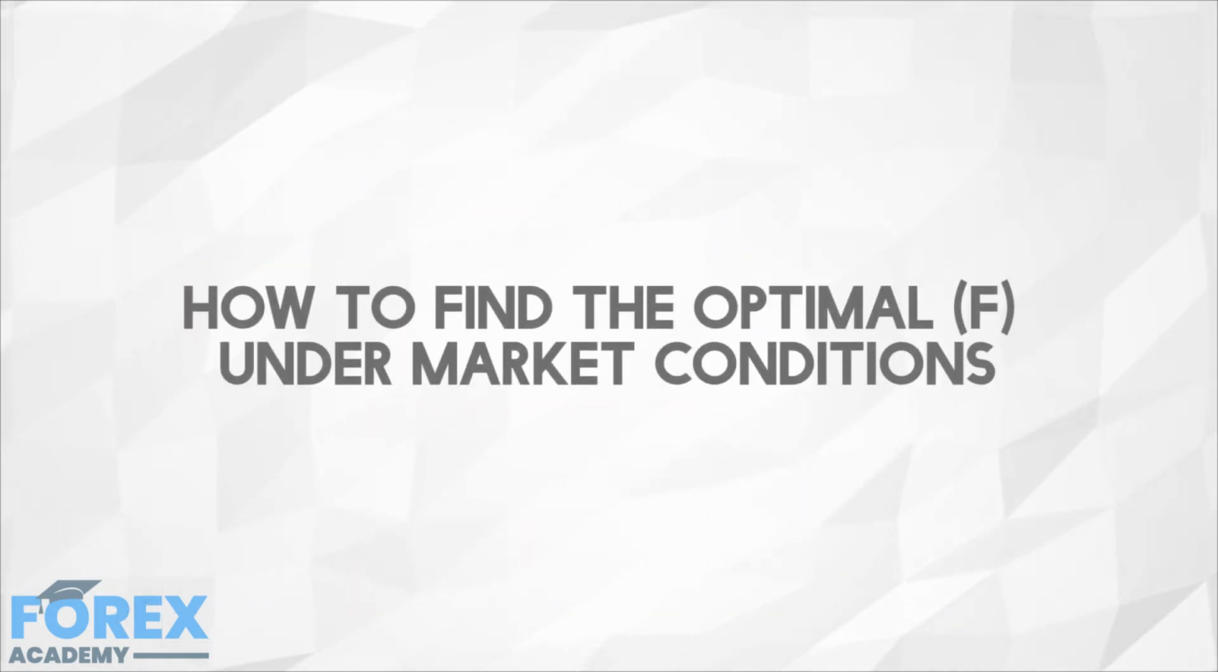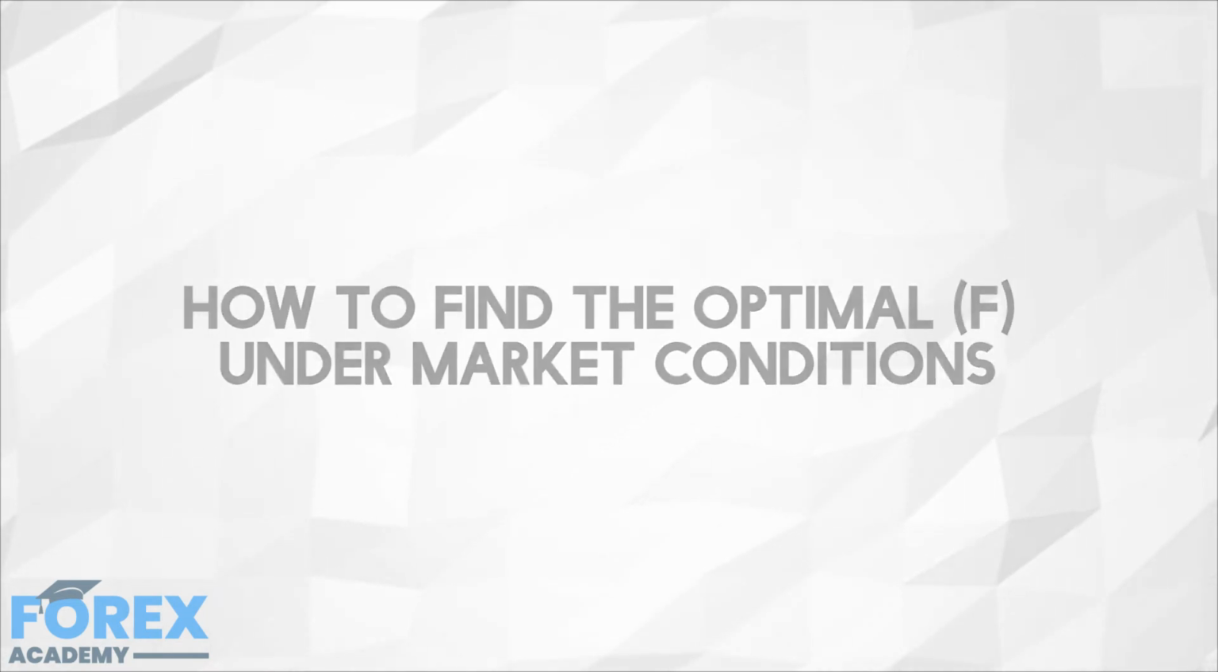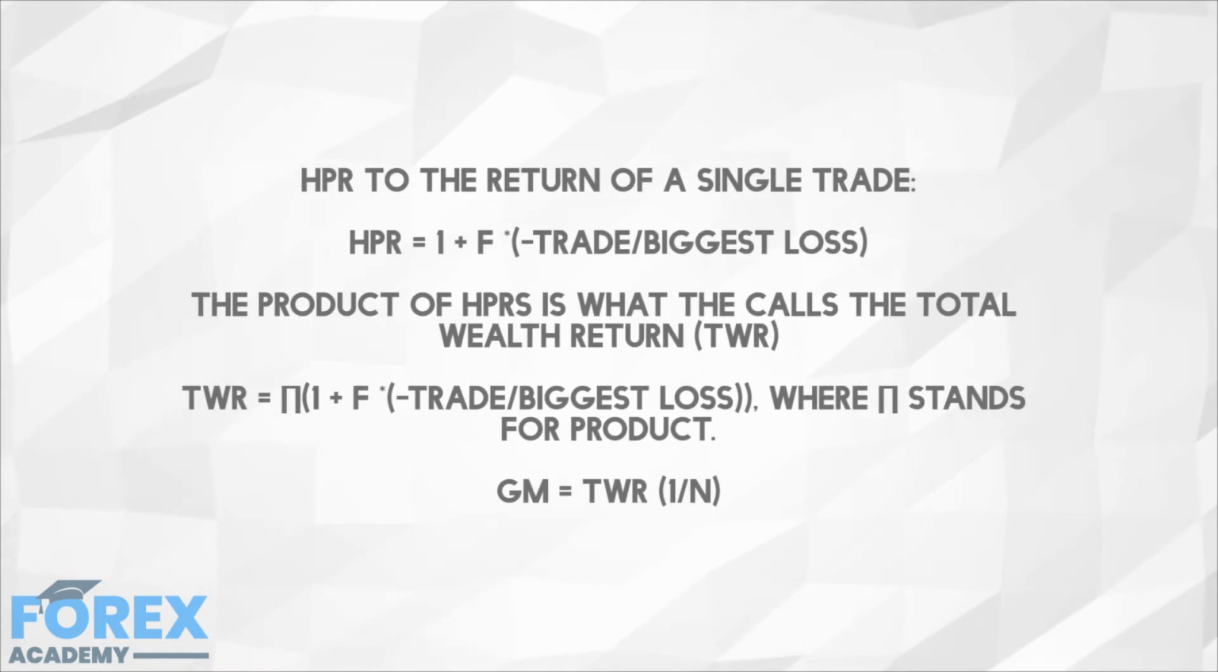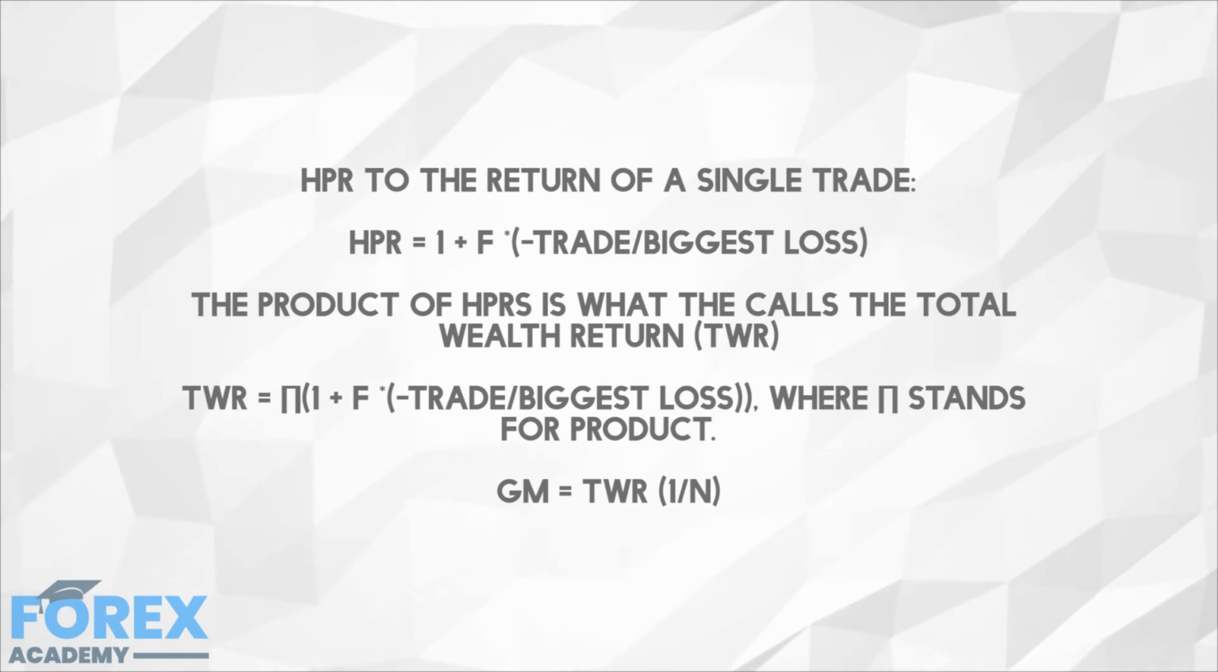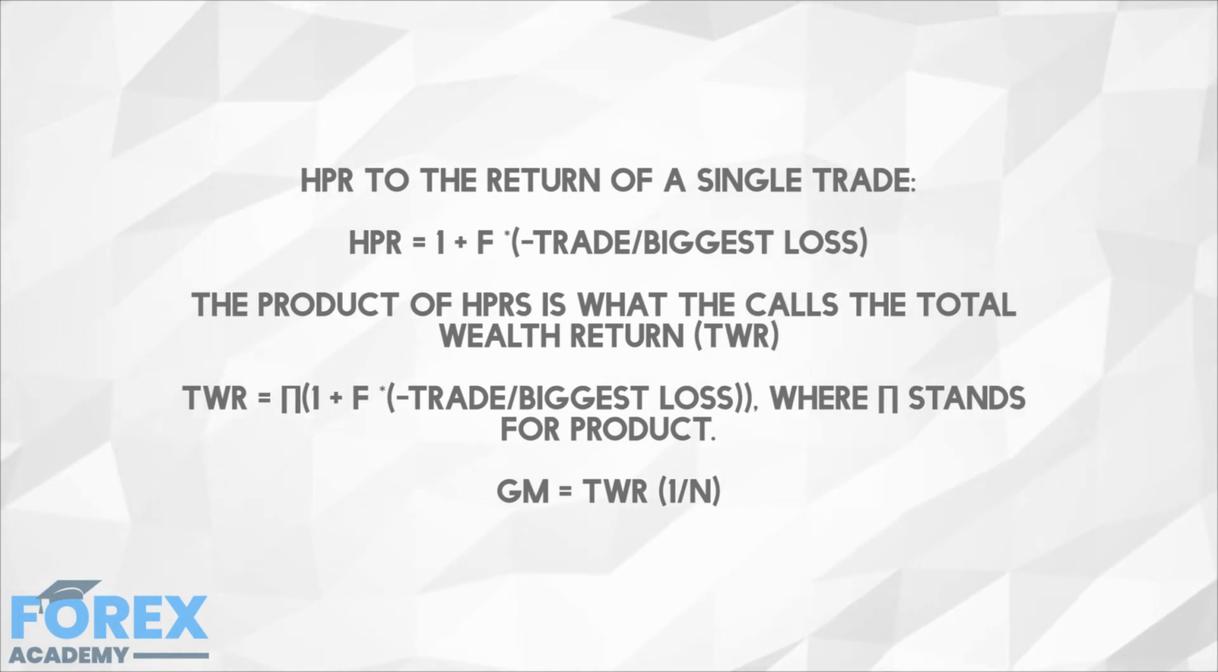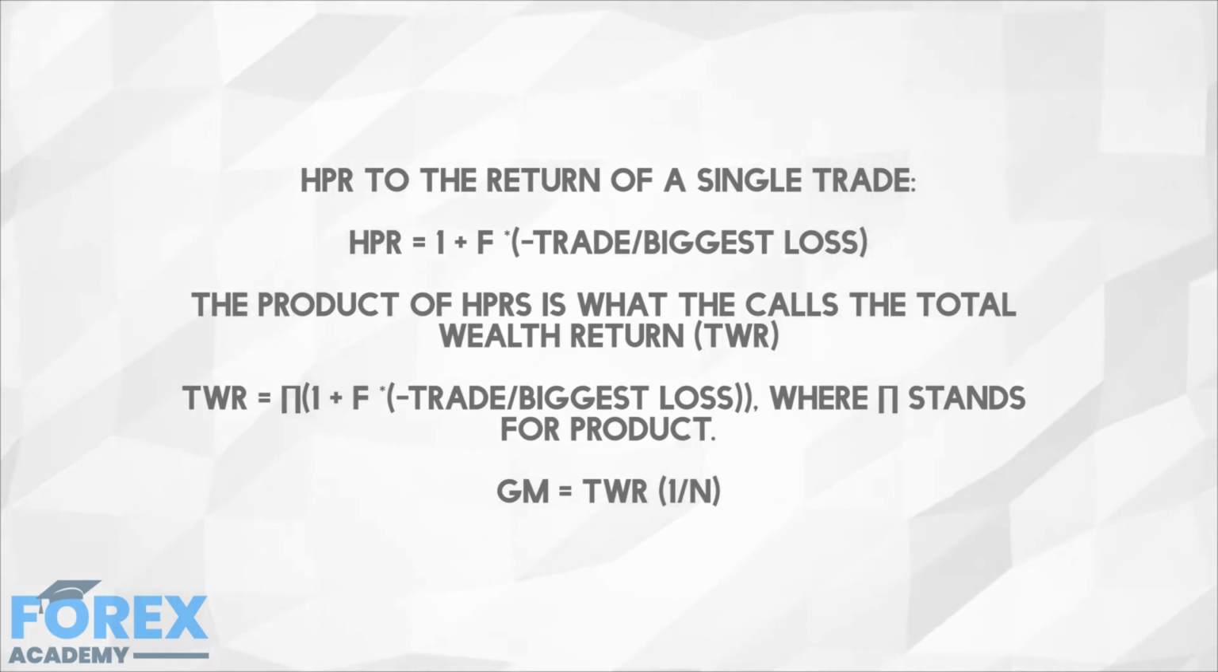How to find the optimal F under market conditions? As stated, the Kelly criterion is valid when the size of the payoff and probability of success are known. When they are not, such as in trading, the procedure to find the optimal fraction is making iterations of using different bet sizes to determine the historical best value. Ralph Vince proposes to find it using the geometrical mean.